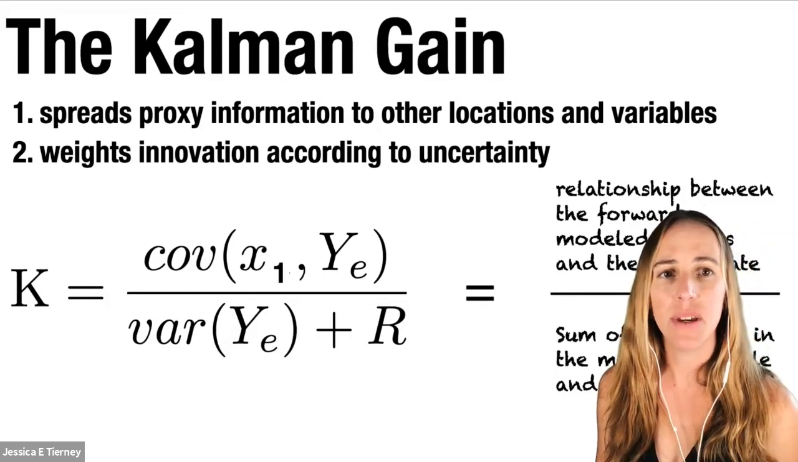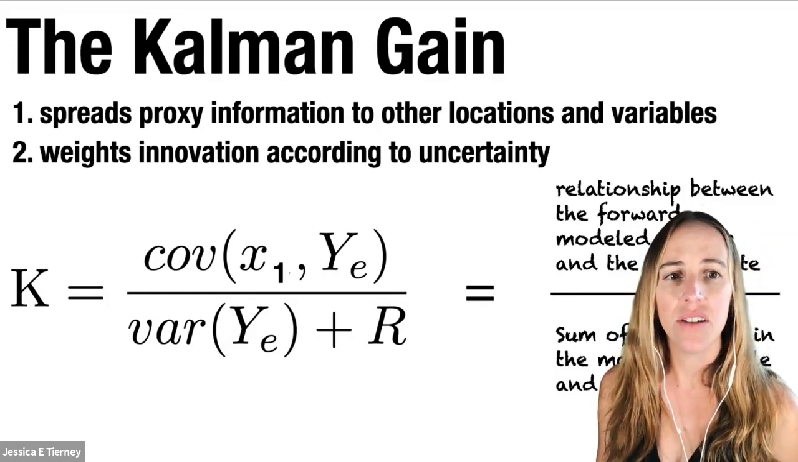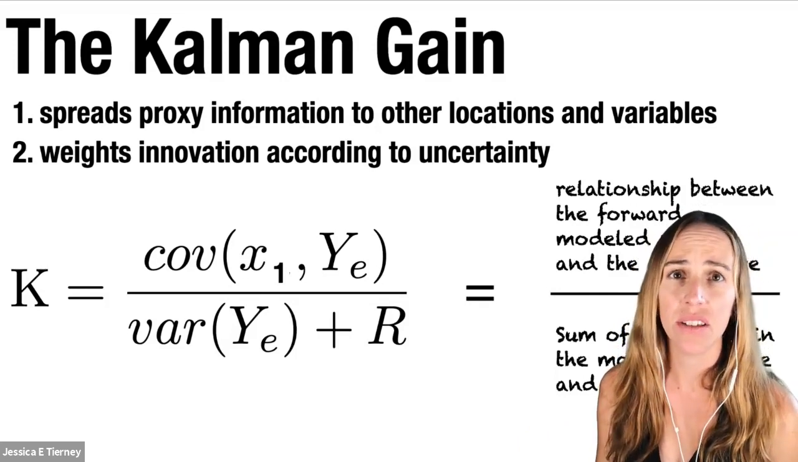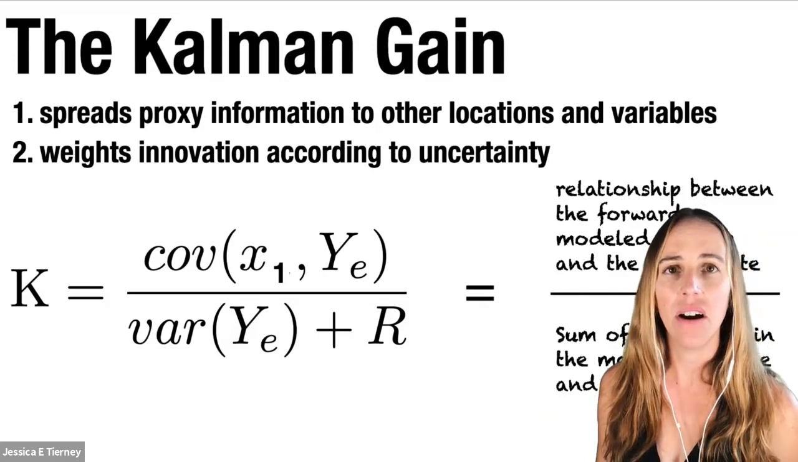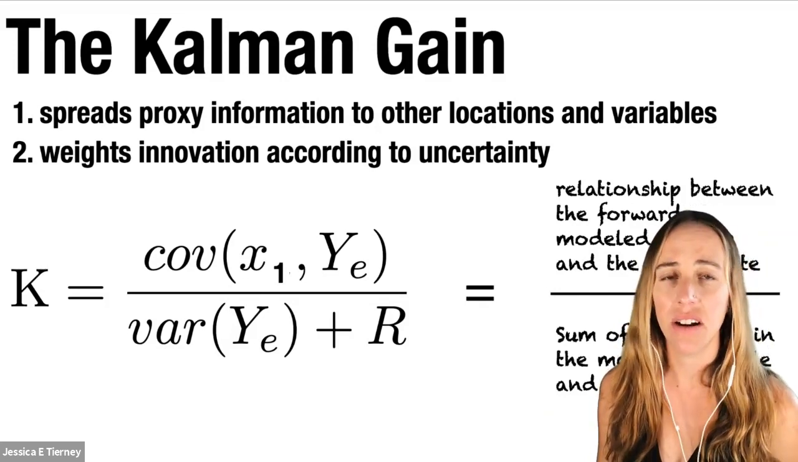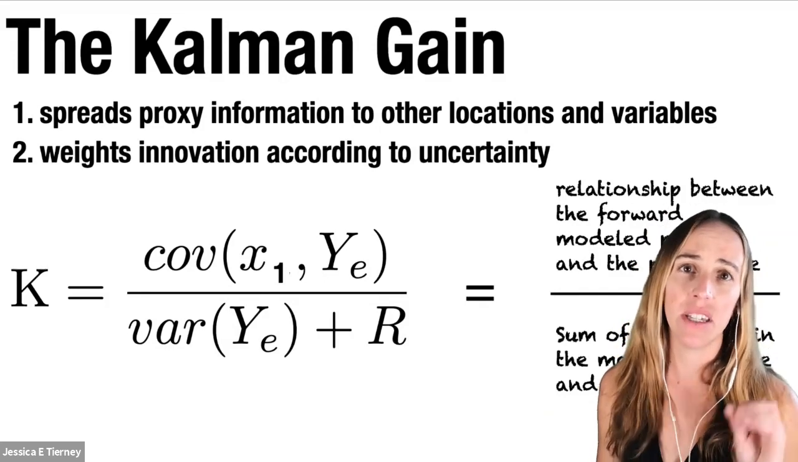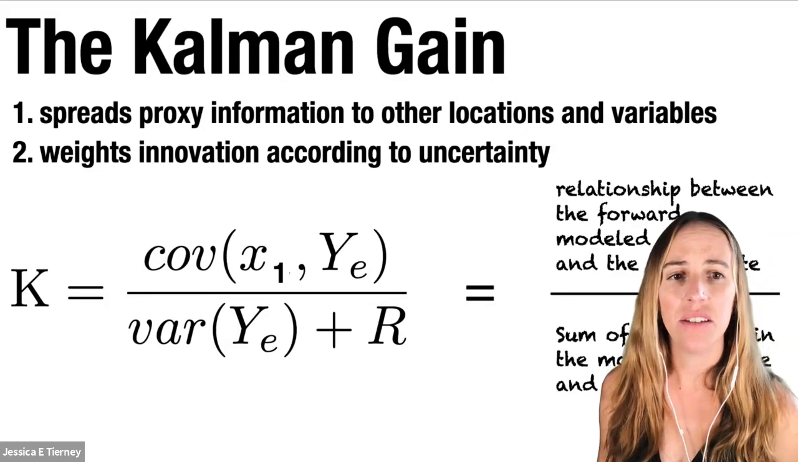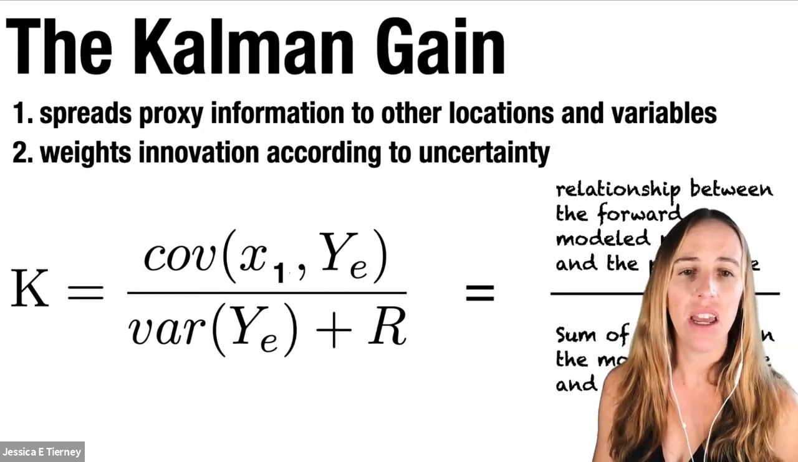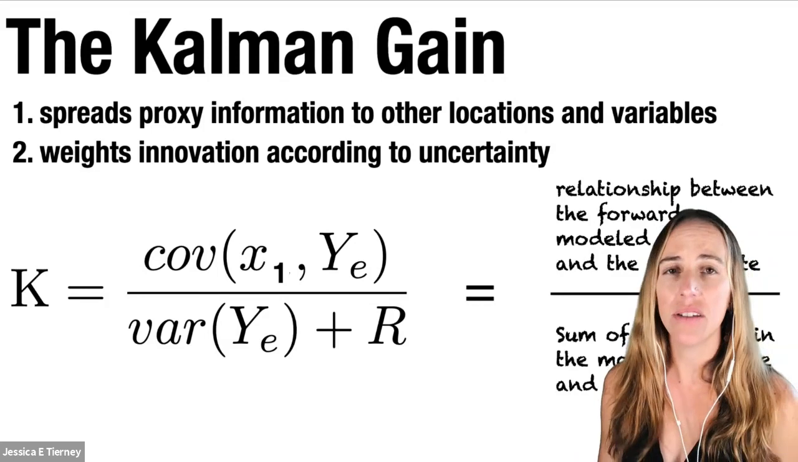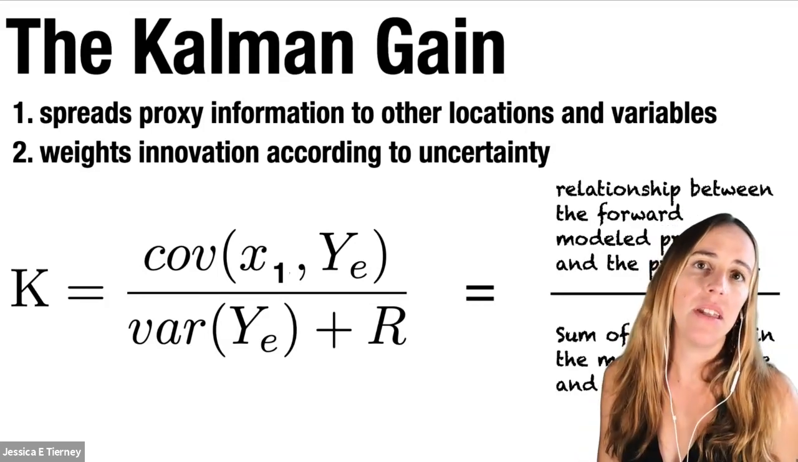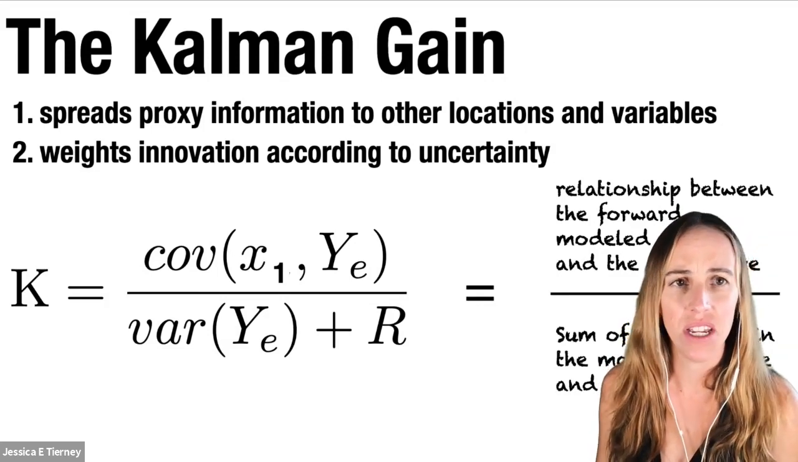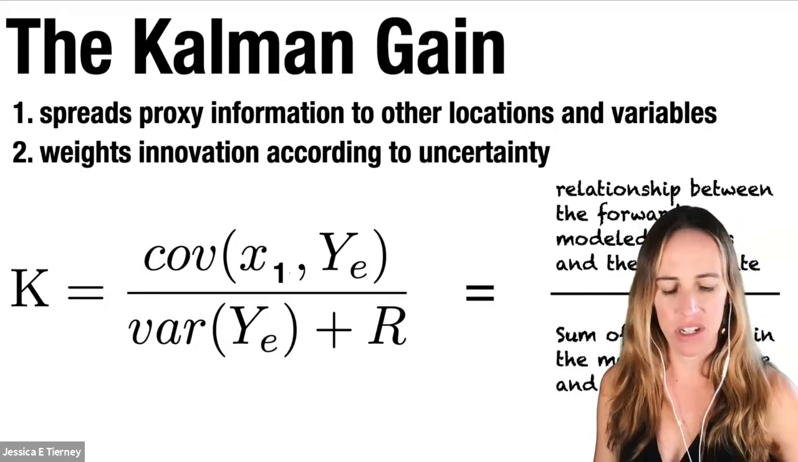The denominator is basically the uncertainties. So the variance of ye is the spread of the estimated proxy across the model prior ensemble. And R is the variance, the error associated with the proxy itself, the proxy that you measure. So if uncertainty is high, the denominator is large, right? And K becomes smaller. And so the innovation is weighted less for things that have greater uncertainty. This is how uncertainty comes into play when we're doing DA.